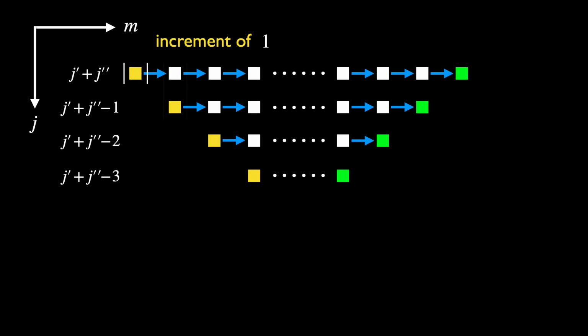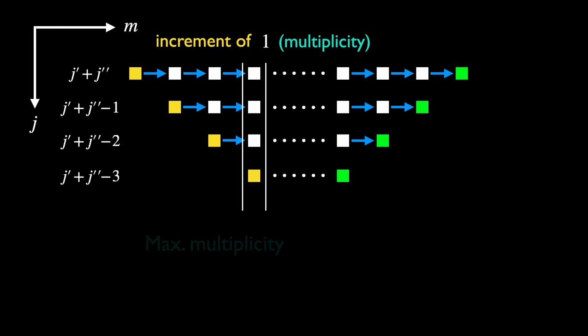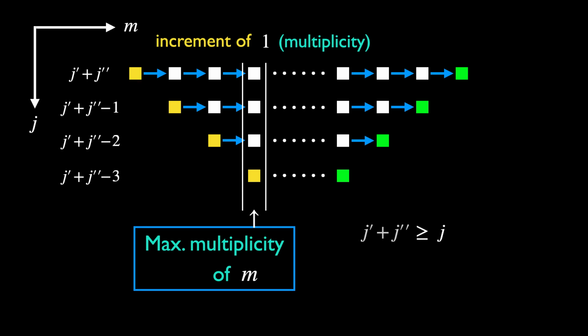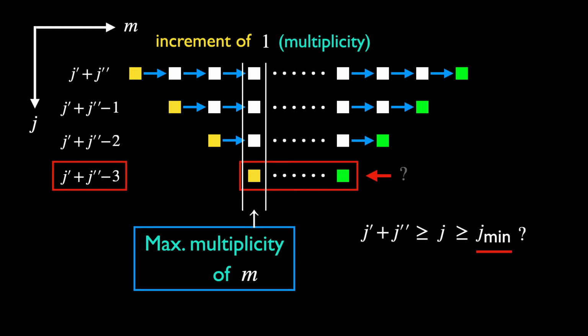At the same time, the number of states with the same value for m increases by 1 with each step until the multiplicity of m reaches its maximum value. We already know that the maximum value for j is j prime plus j double prime. It now remains for us to figure out its minimum value. This maximum multiplicity holds the answer.